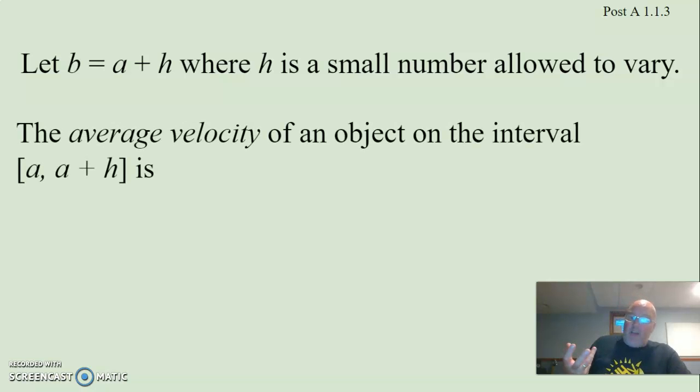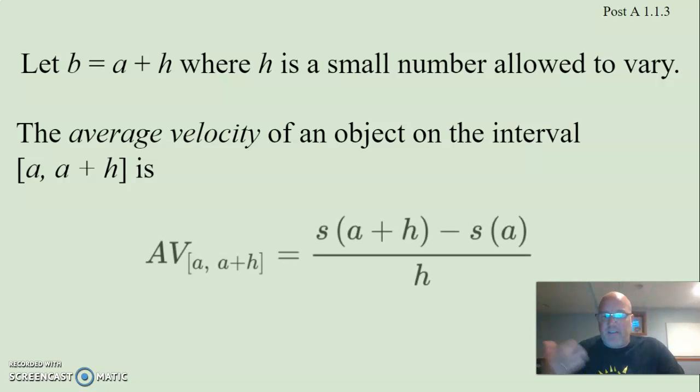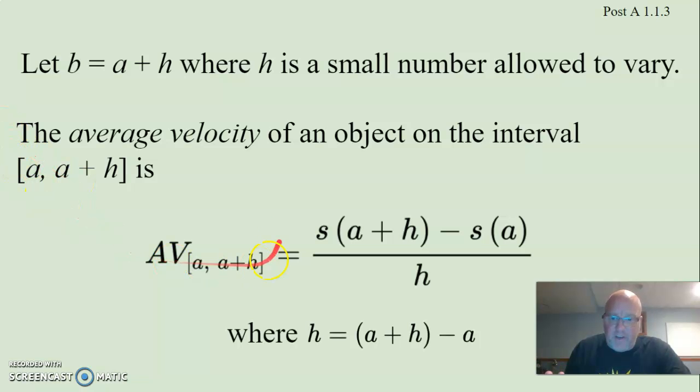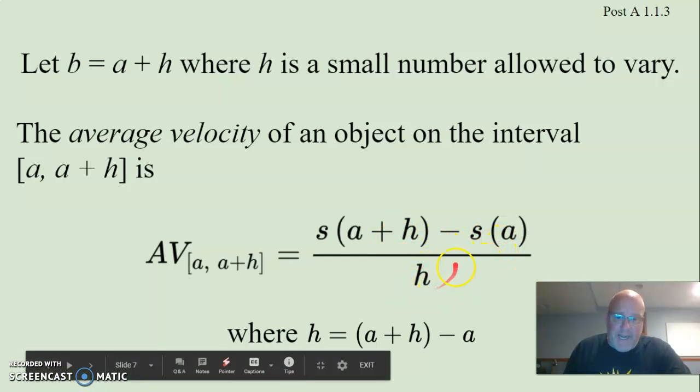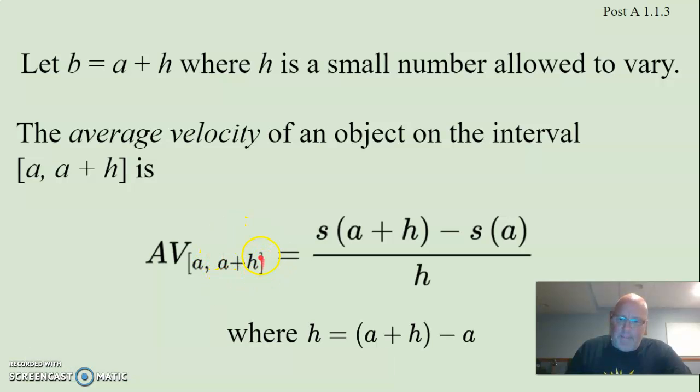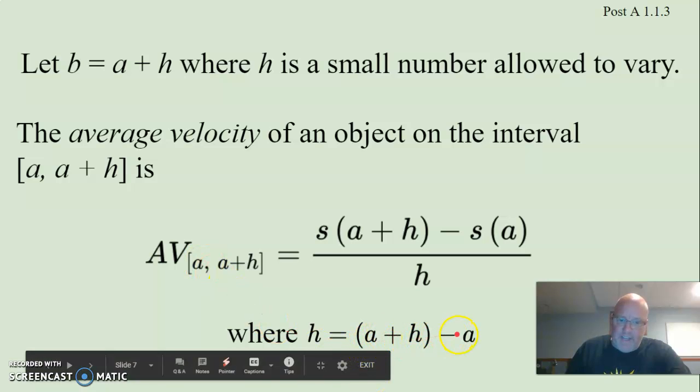Okay, now this average velocity from A to A plus h, which used to be A to B, is the same average velocity function that we've been studying. It's going to be S of A plus h minus S of A, divided by h. Now this might get a little confusing down here. You go, well, where did the h come from? Well, the denominator, if you remember, is A plus h minus A. And if we take A plus h minus A, that just gives us h. So that's where that comes from.